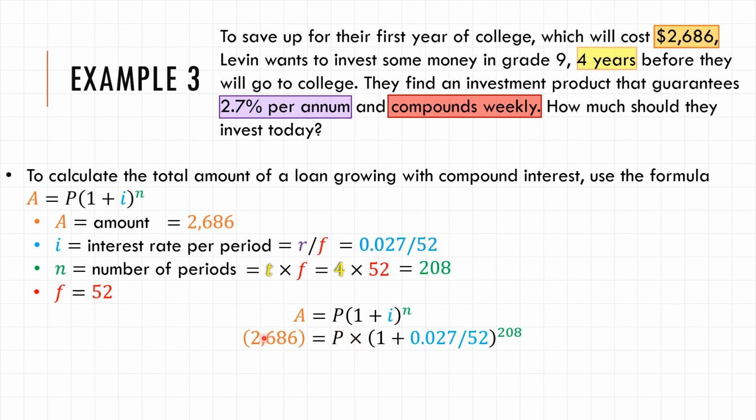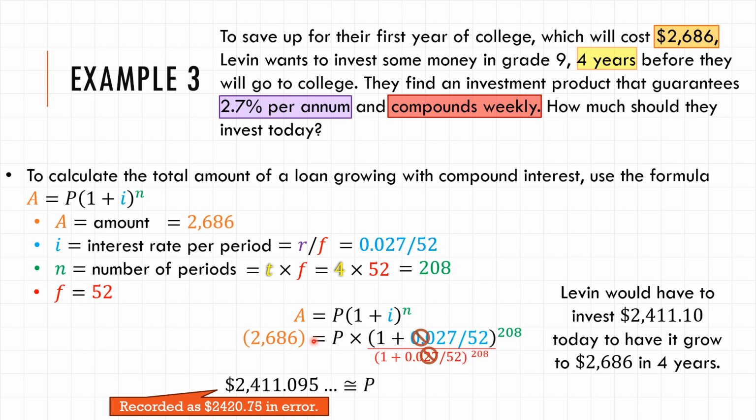If we divide both sides by that number, this part will just disappear, because when you multiply and divide by the same number, those are opposite operations and they cancel out. And whatever we change on one side, we have to change the other side by the same thing. And so we end up with 2,686 divided by this number.